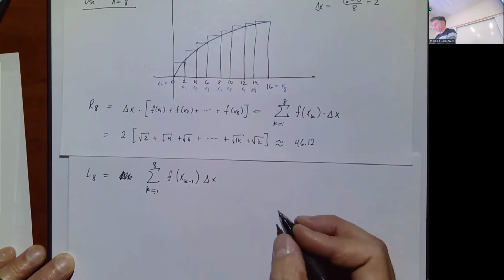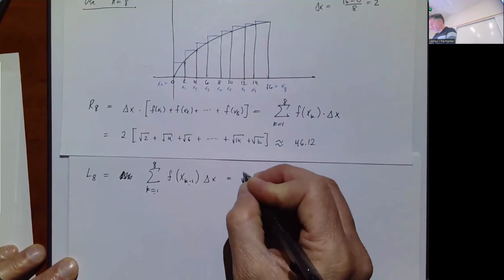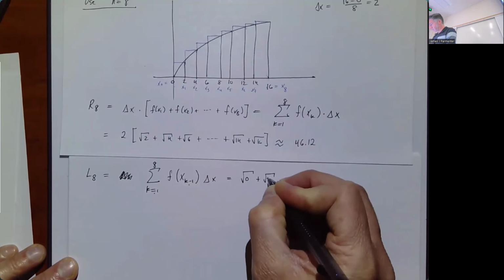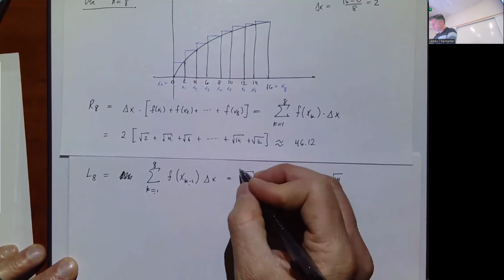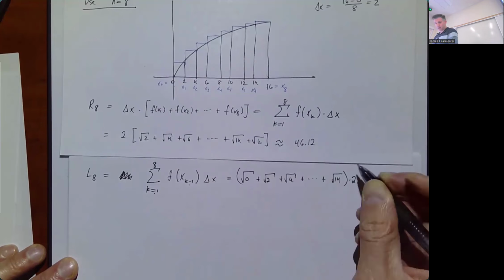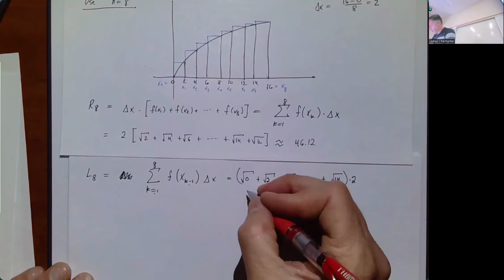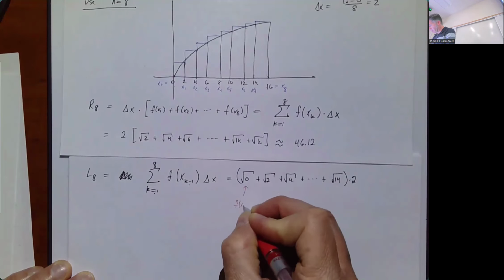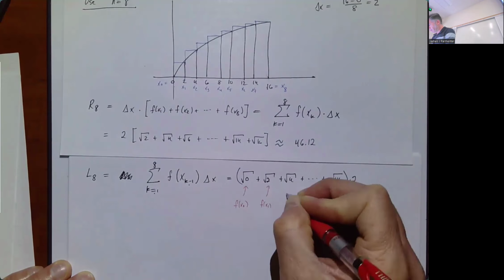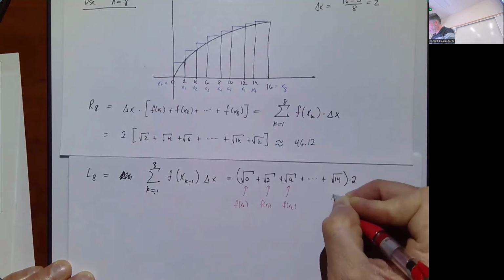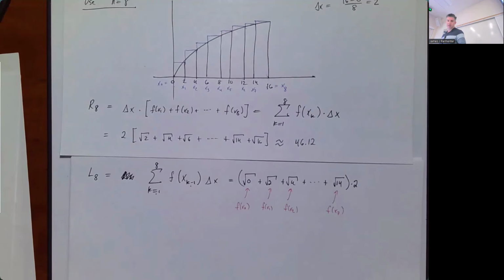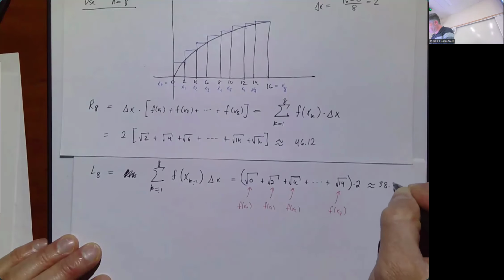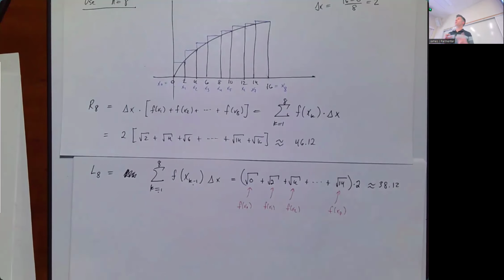So this is going to end up being the square root of 0 plus the square root of 2 plus the square root of 4 plus all the way to the square root of 14 times our delta x. And just to make sure everyone's on the same page here, this is our f of x sub 0. That's our f of x sub 1. That's our f of x sub 2, all the way to f of x sub 7. And that ends up being some other number that's not all that important, but we're going to write it anyway. Approximately 38.12.